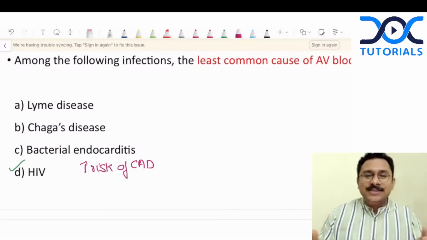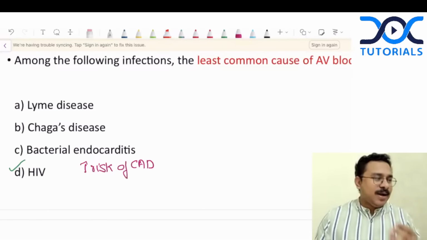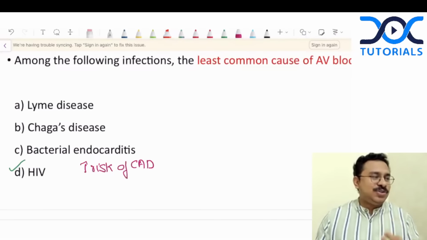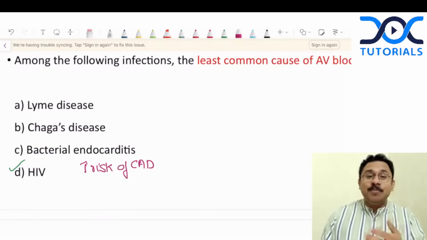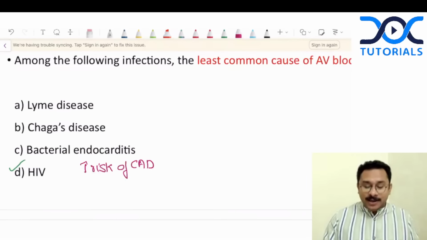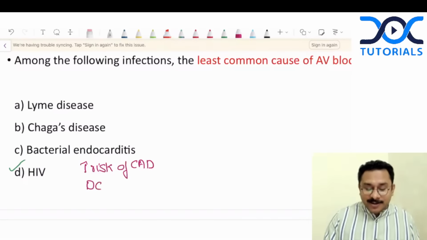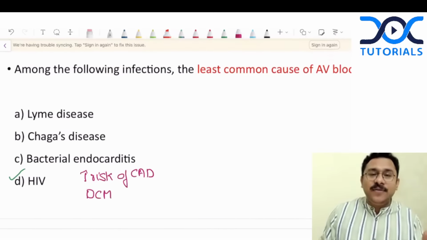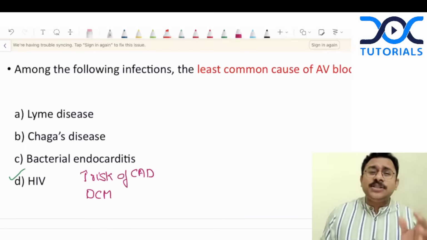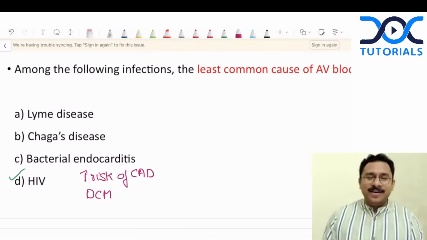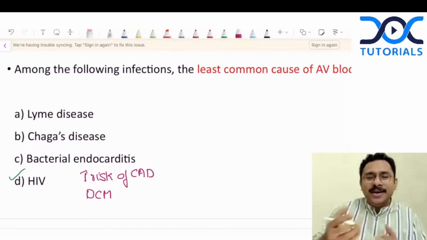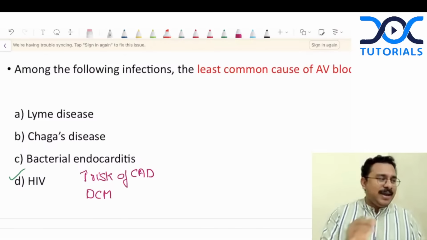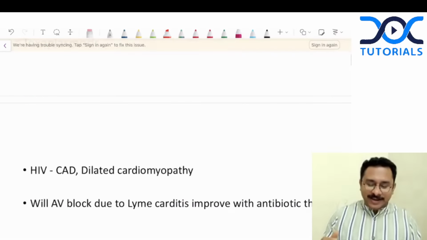So who's going to answer what type of cardiomyopathy is more common with HIV? Ajay, Pradhan, Anuj, Achan Khan, tell me, what is the most common type of cardiomyopathy? It is usually a dilated cardiomyopathy, DCM. Can arrhythmias occur in HIV? Yes. Very rarely, even AV block also, but it is very, very uncommon. And the question is asking about the least common type. Answer would be HIV. Let's go to the next question.